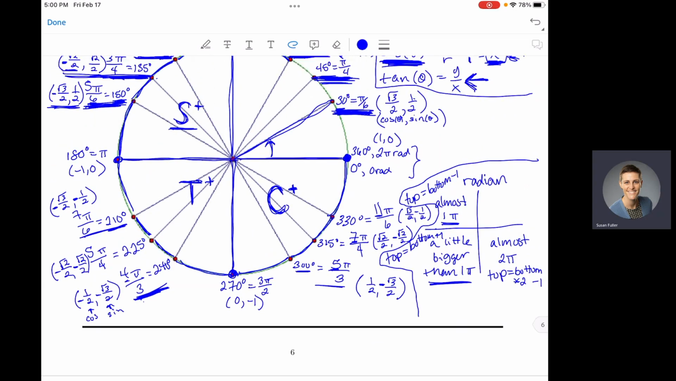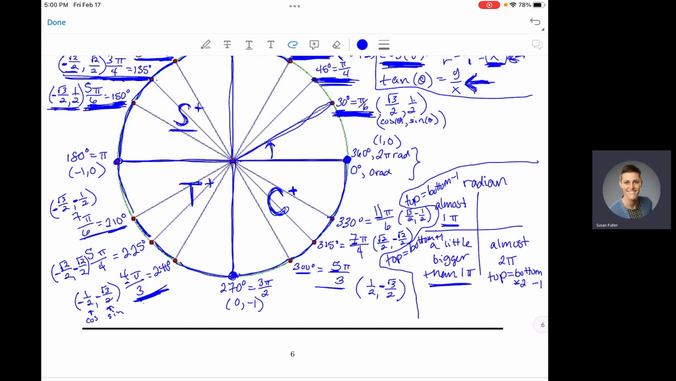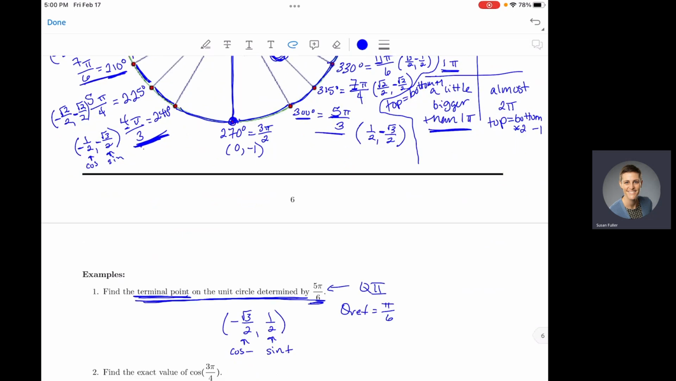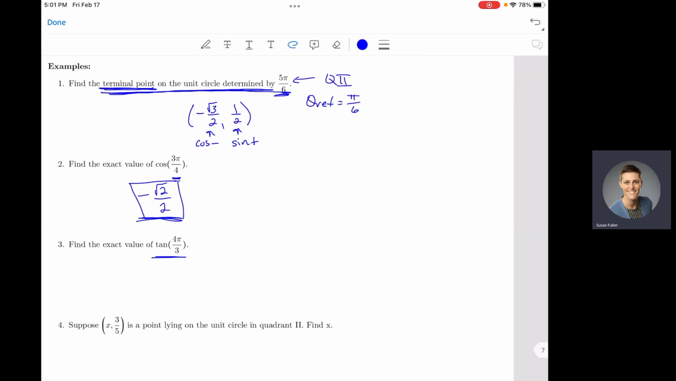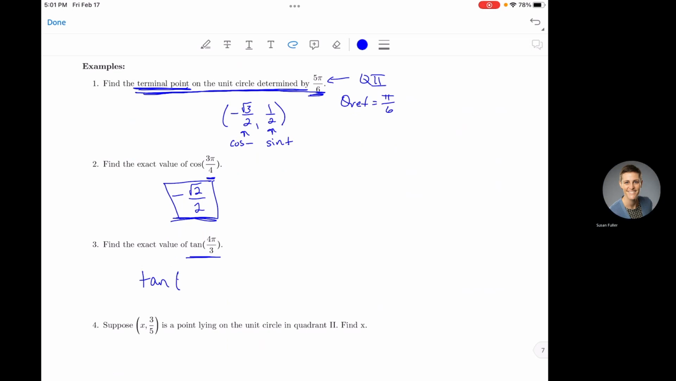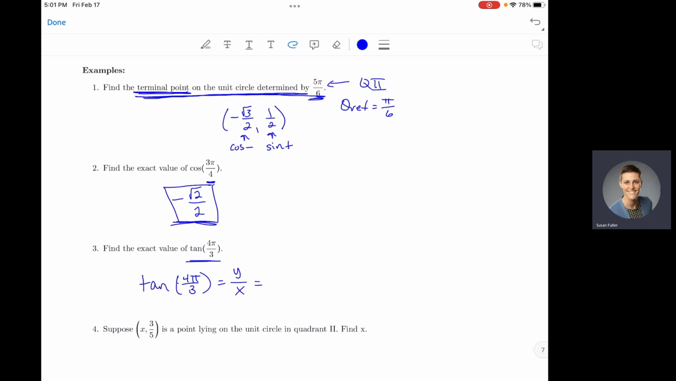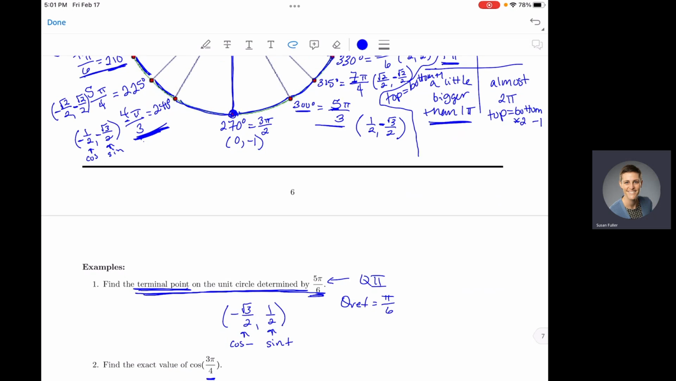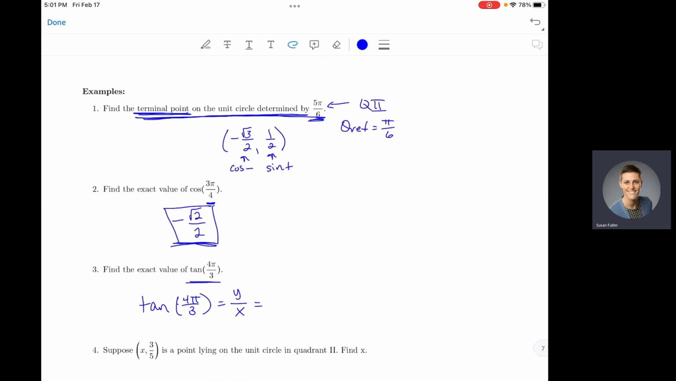Well, to find tangent, we are going to do y divided by x. That still applies here. So I'm going to do my y value of negative root 3 over 2, and I'm going to divide by my x value of negative 1/2. So the tangent of 4 pi over 3 is the y value divided by the x value at 4 pi over 3. This is going to be negative root 3 over 2 over negative 1/2.